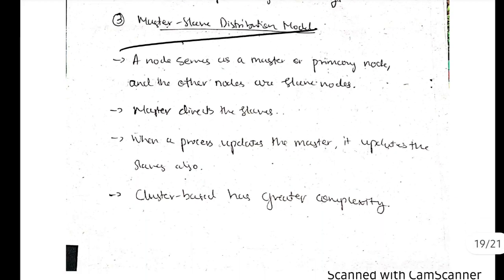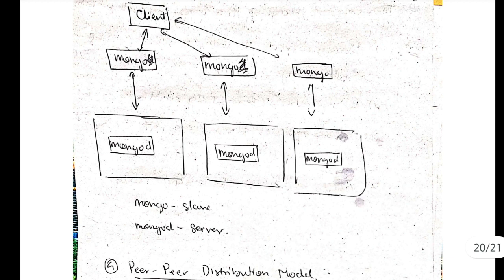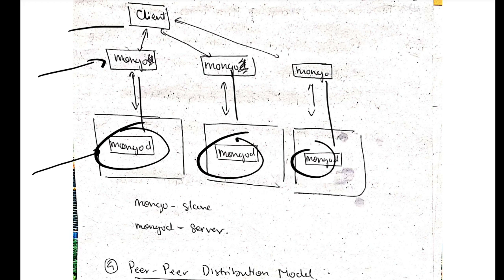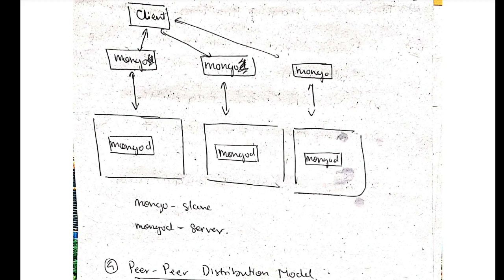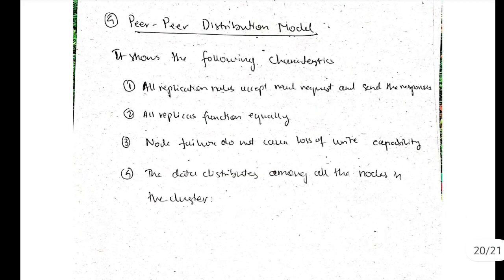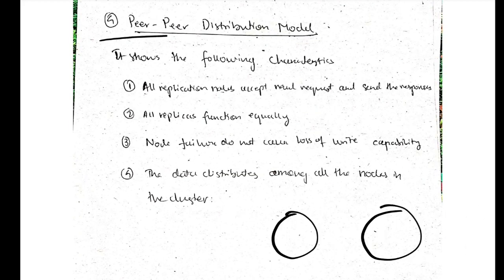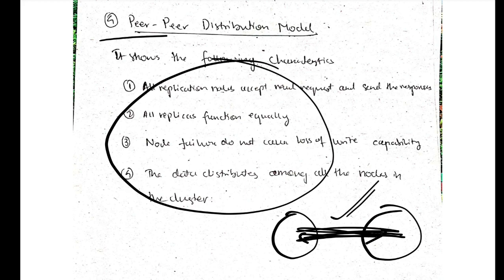Master slave distribution model, I'll be explaining by a diagram itself. This is the client, this is the Mongo client, and this is the Mongo server. Every Mongo server is handling the Mongo client, ordering it to do something, and it is doing things and giving them to the client. Okay, that's all. That is the master slave distribution model. Peer to peer, it's like friends. There will be peers, no one will be master or slave. They'll be coordinating among each other and doing the tasks. Okay, so for the key points, you can go here.